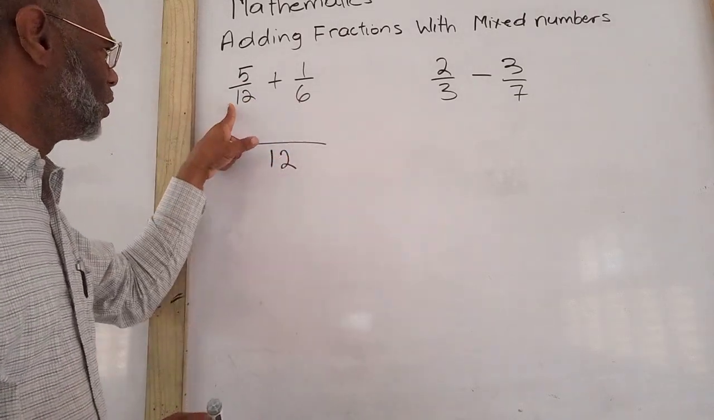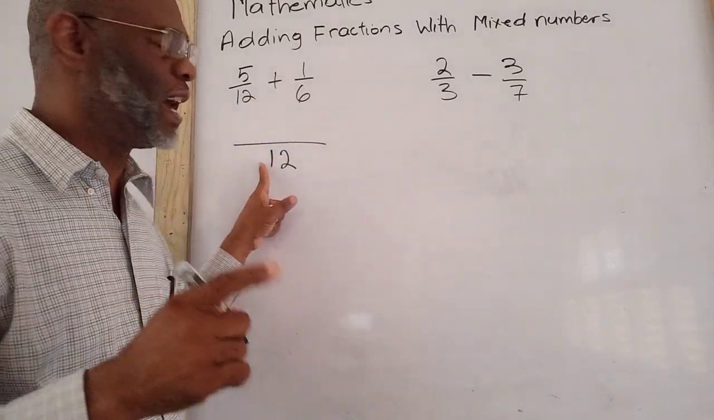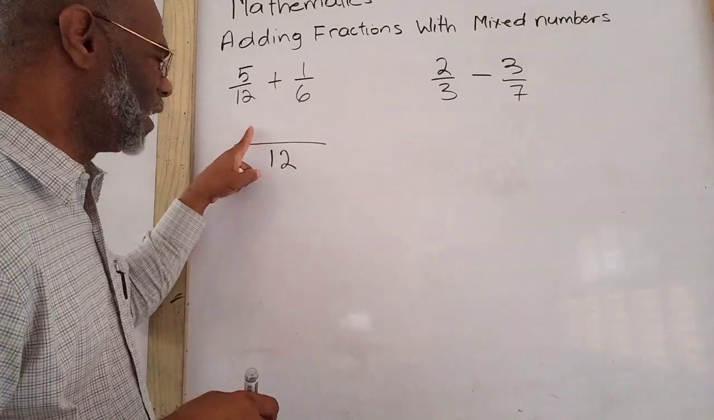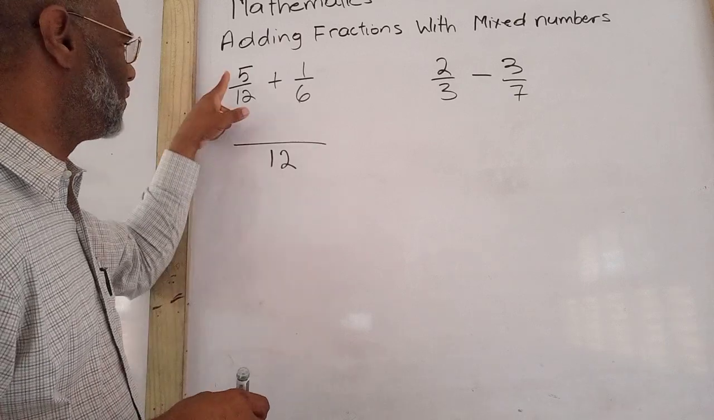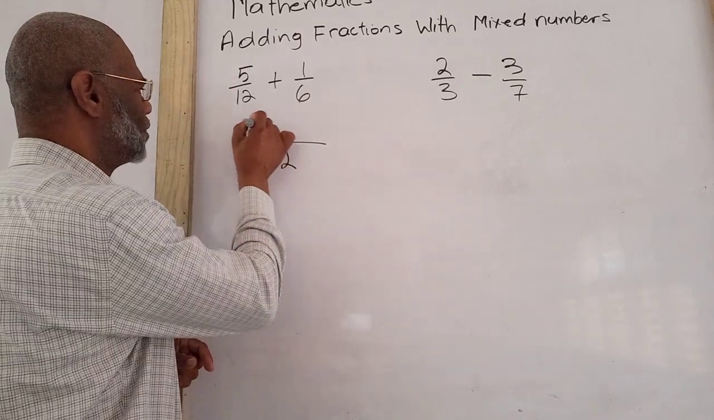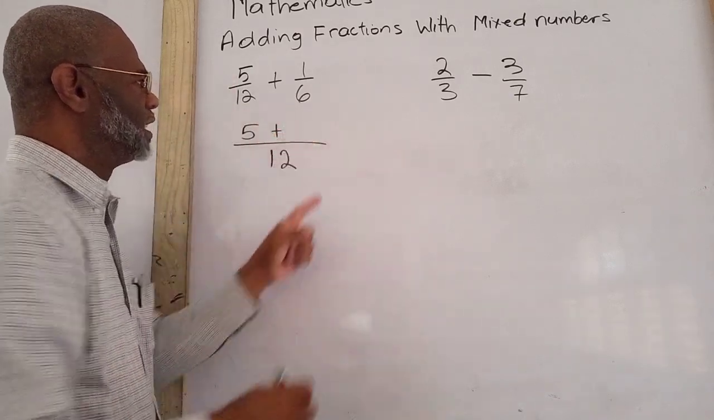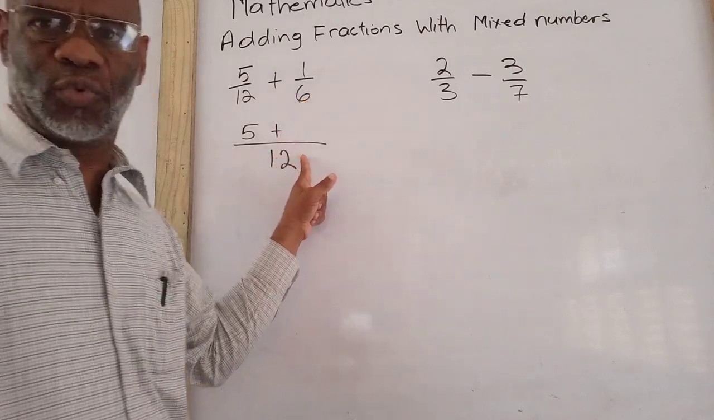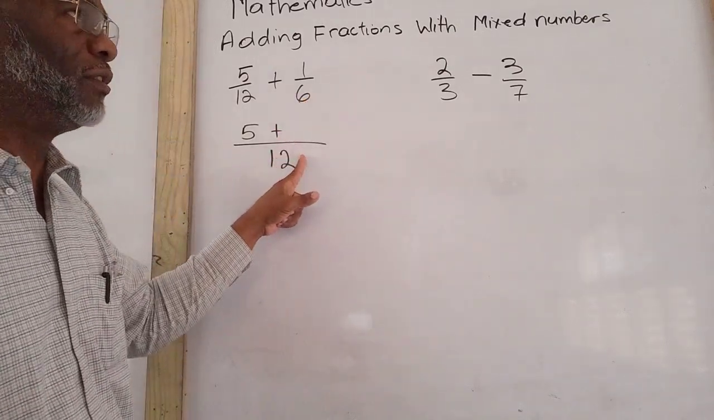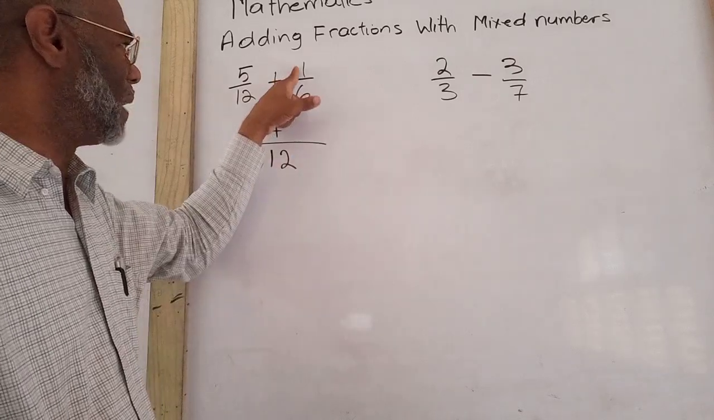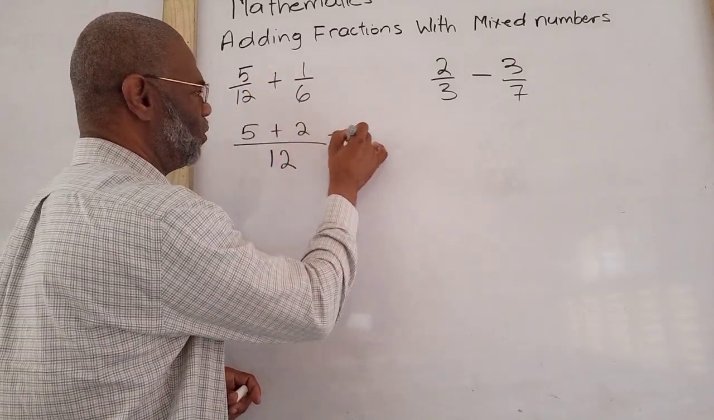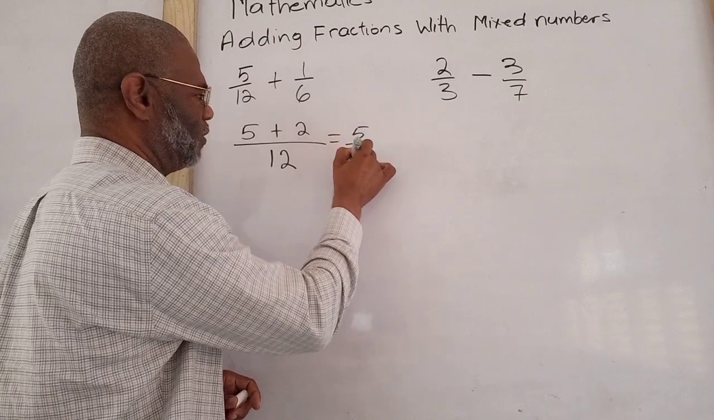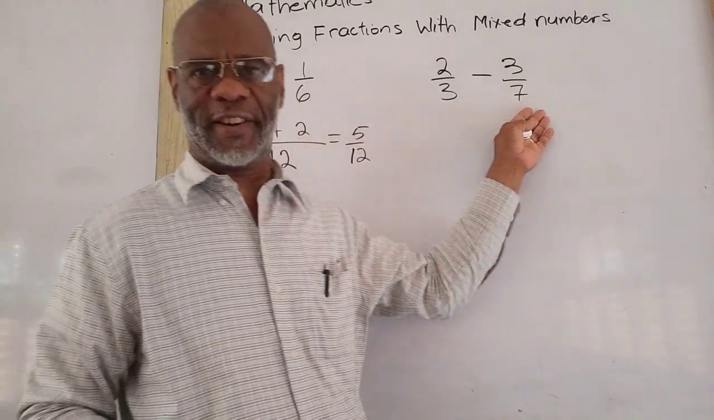Then we say 12 into 12 is one time, and then we multiply that one by 5. So 12 into 12 is 1, 1 times 5 is 5, plus 6 into 12 is 2. We can get 6 from 12 two times. Then we say 2 times 1 is 2, equals 5 over 12. Now let's look across here.